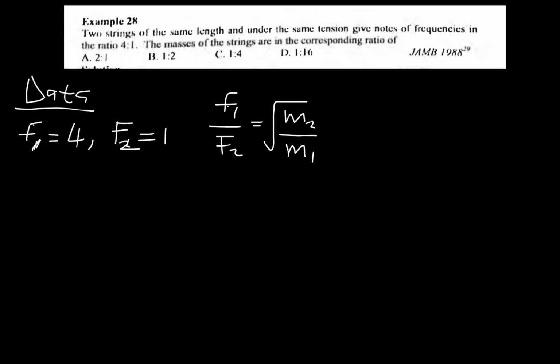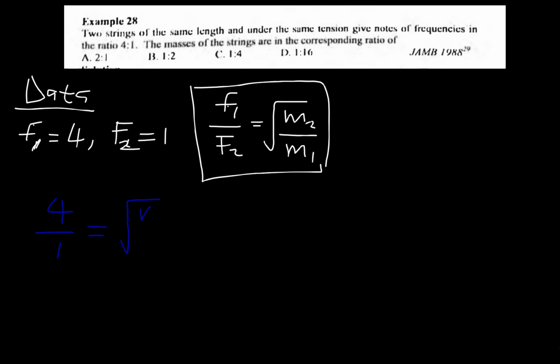Now I'll read the question completely now. The masses of the strings are in the corresponding ratio of what? And so what we are asked to solve here is to solve for the ratios of the masses of the string. So what will happen is that we plug in our data on the side of the frequency, and that will be F1 is 4, right? F2 is 1 equals the square root of, I'd rather go with the big square root, the square root of M2 over M1.